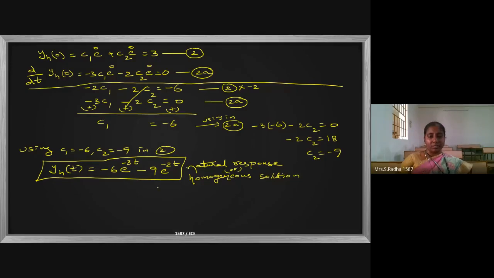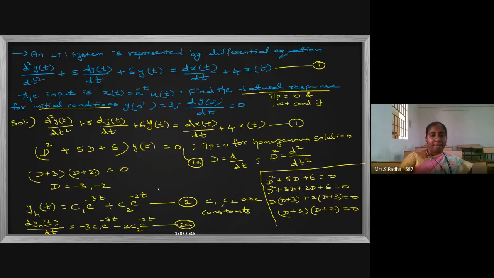The given system is like this. Initial conditions are given, and we have used them in the calculation, so they exist. Everywhere we have taken the input as 0, so it is called the natural response of the given system.